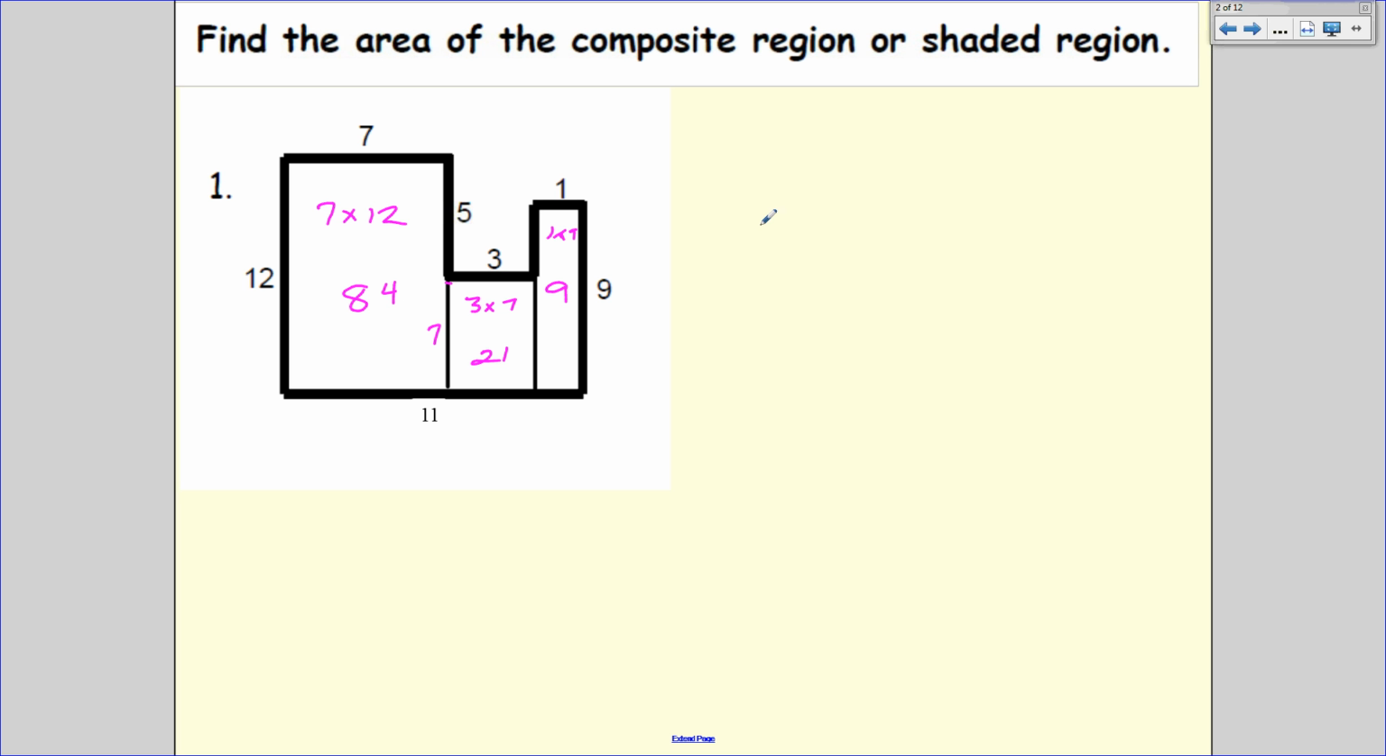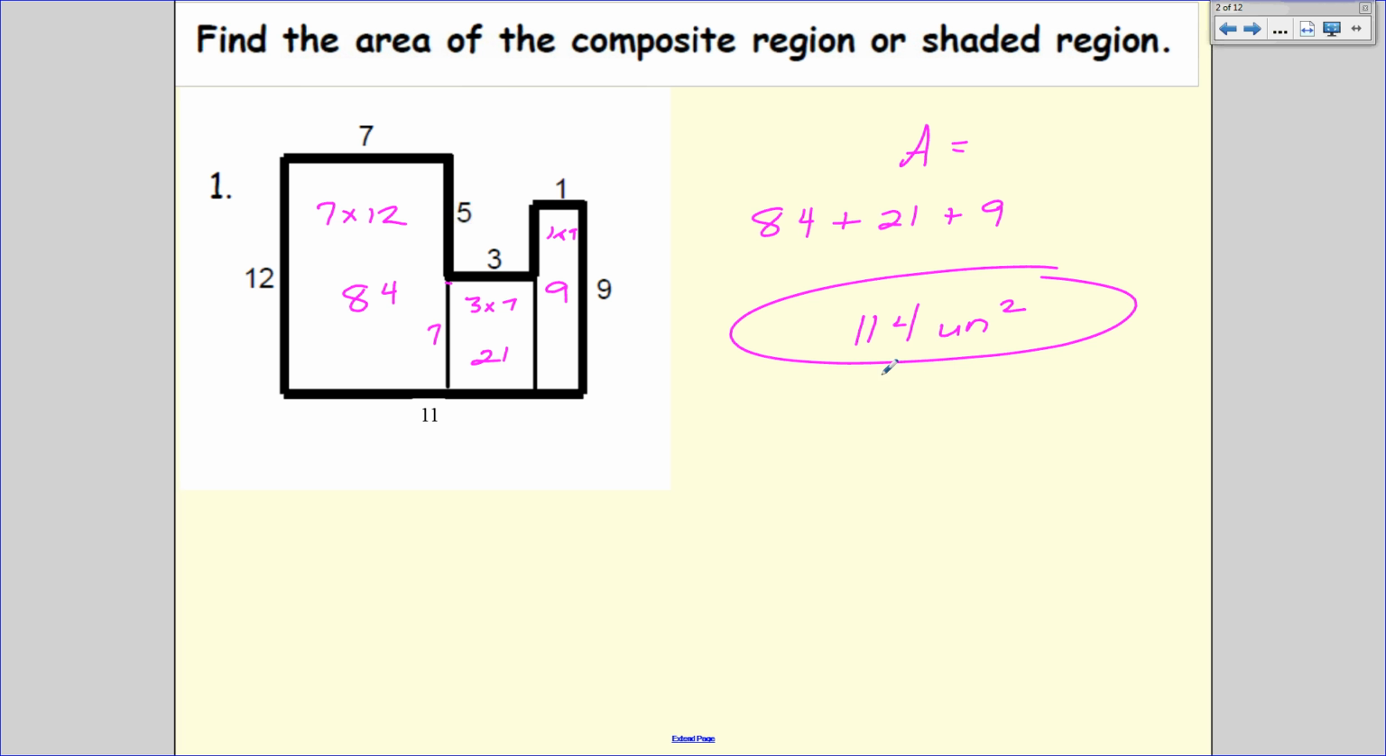So now you just add up all three pieces. So we've got 84 plus 21 plus 9. So 84 plus 21 plus 9 is 114. So the area is 114 units squared.